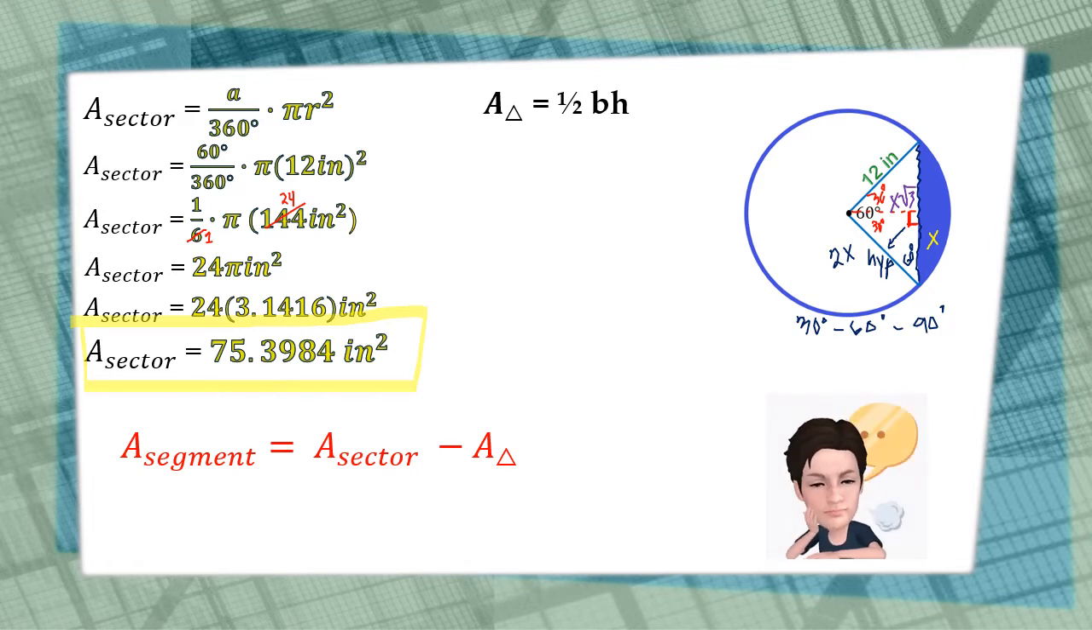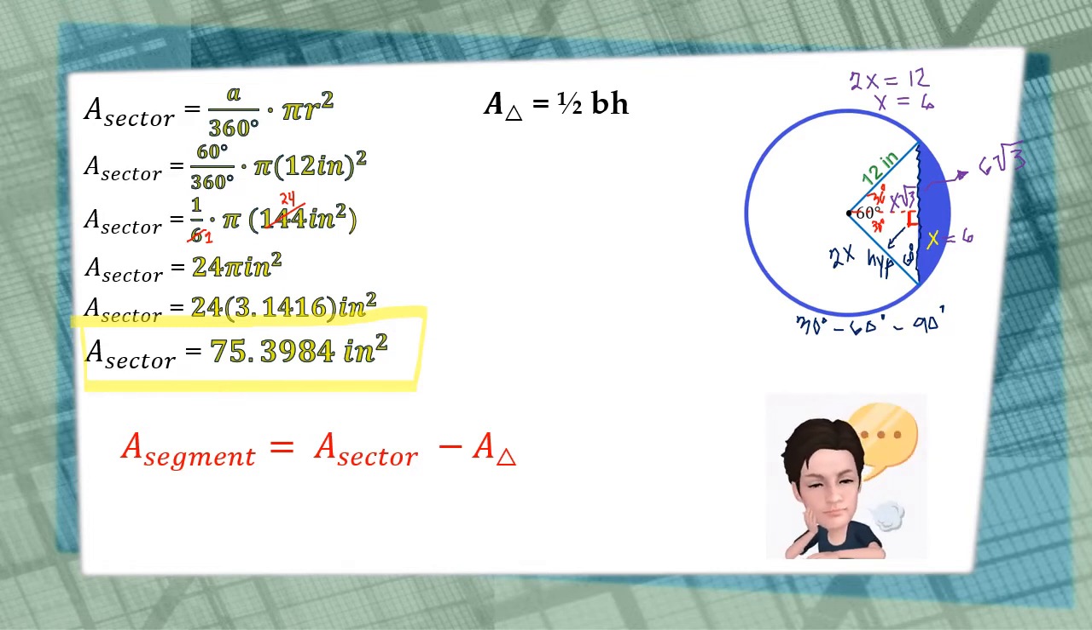Our hypotenuse is considered our radius as well. And so, it's given that our radius here at the other side is 12 inches. Therefore, we can say that 2x is equal to 12. And with this, we can get x is equal to 6. With that, we can say that the half of the base is equal to 6. And then our height, the perpendicular bisector that we've drawn, is equivalent to 6 square root of 3.